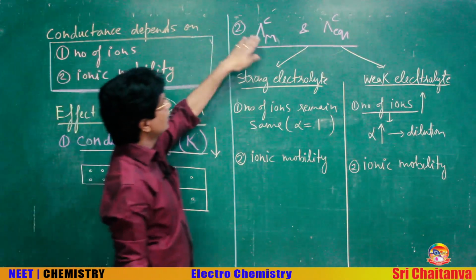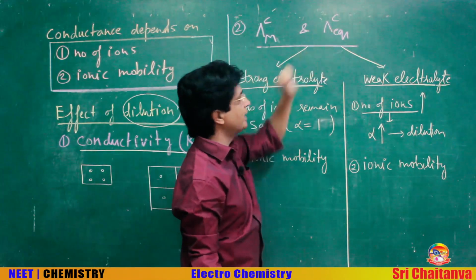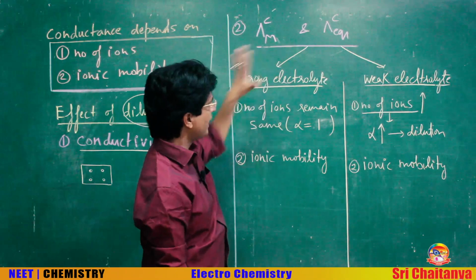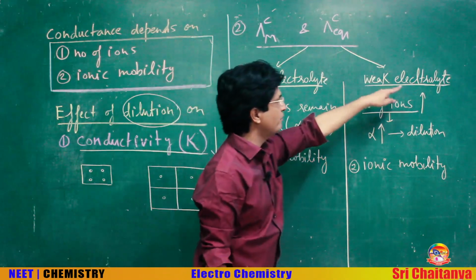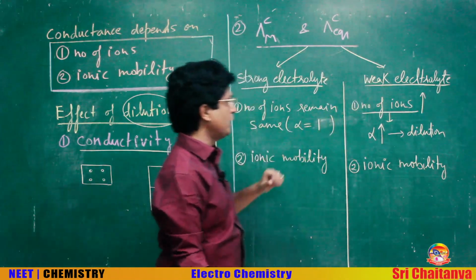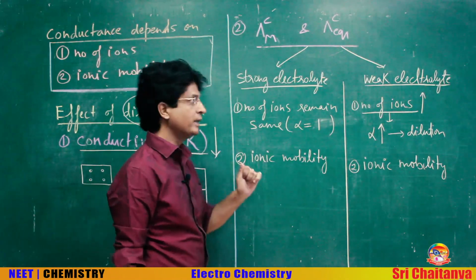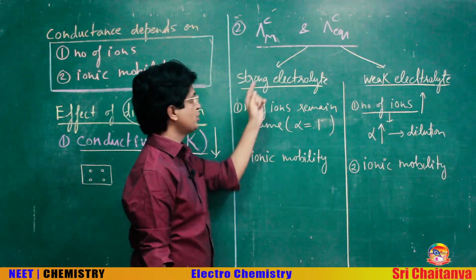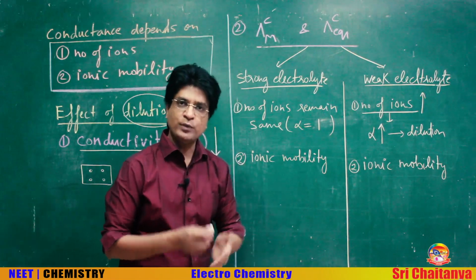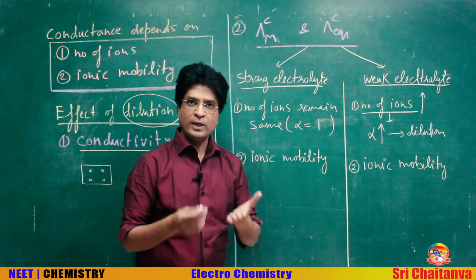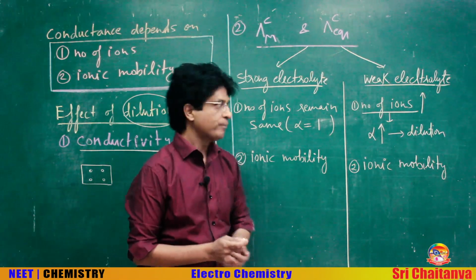Now let's see the effect of dilution on molar conductance and equivalent conductance. For that, we should divide our electrolytes into 2 parts, strong electrolyte and weak electrolyte, and then see what will be the effect on these 2 factors, number of ions and ionic mobility. Now see, if I dilute a strong electrolyte, strong electrolytes are those which dissociate completely, whether they are in concentrated form or in the diluted form.